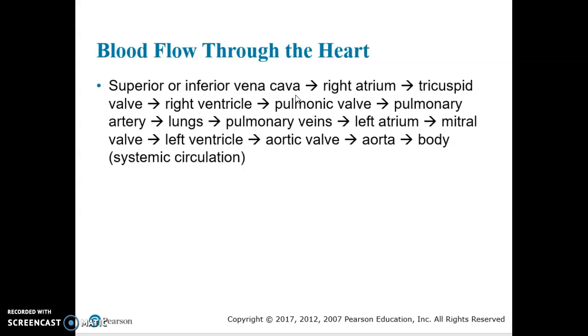And then to the right of step 7, I want you to write the remainder of the steps up and down in a row, like I just explained to you, and it'll make sense once we get further into the lecture. So step 1, superior inferior vena cava. Step 2, right atrium. Step 3, tricuspid valve. Step 4, right ventricle. Step 5 is the pulmonic valve. Step 6 is the pulmonary artery.